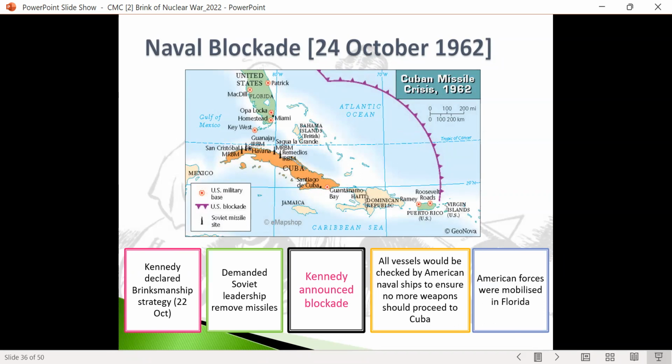So what does blockade mean? All vessels will be checked by American naval ships to ensure no more weapons proceed to Cuba. And in Florida, quite close to Cuba actually, American forces were mobilized. They were ready for war. Anyway, remember how I said just now that announcing a naval blockade would be considered an act of war. The USA decided to call it a naval quarantine. So that's what happened.